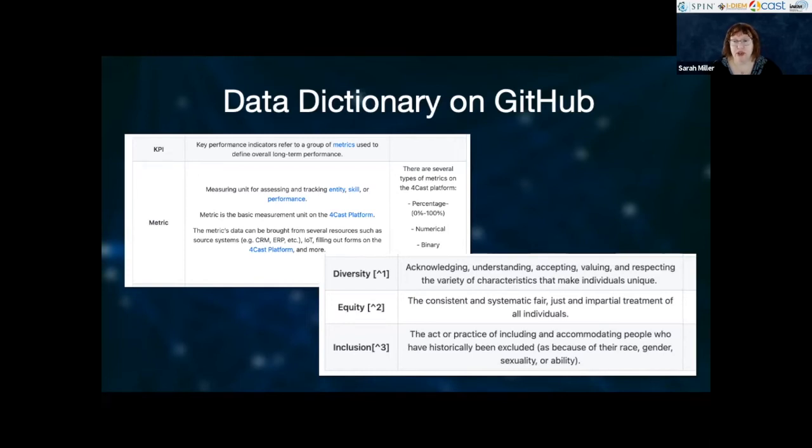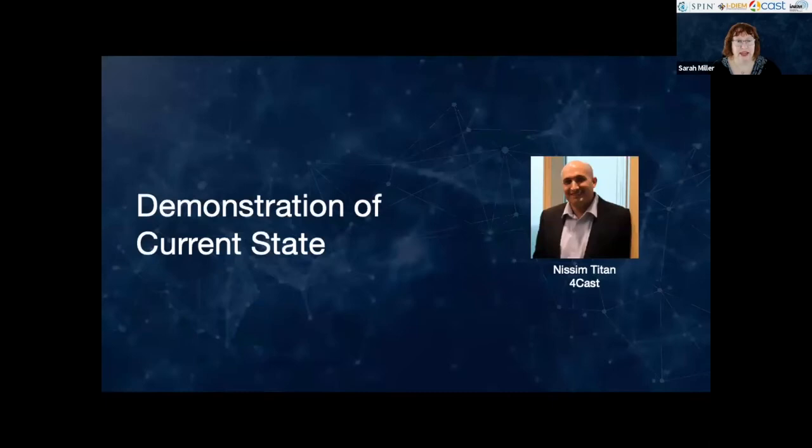The source for these definitions came out of our focus groups and other sources. So they're kind of amalgamations of definitions. I assume you're talking about diversity, equity, inclusion, and what those mean. Yeah. All right, with that, I think that is my last slide for real this time, and I'm going to hand it over to Nissim.